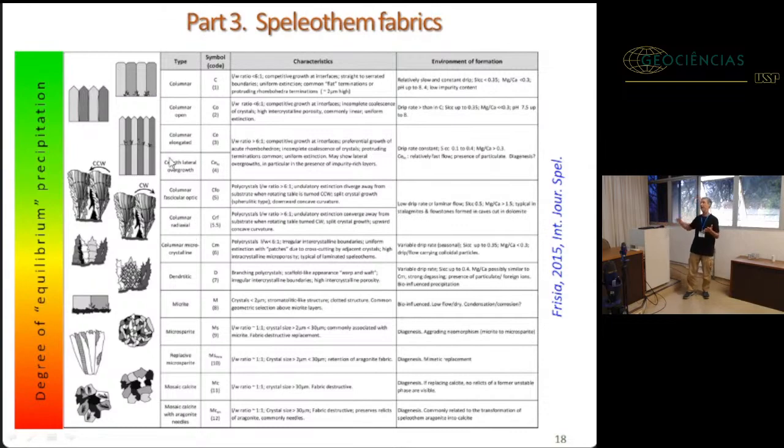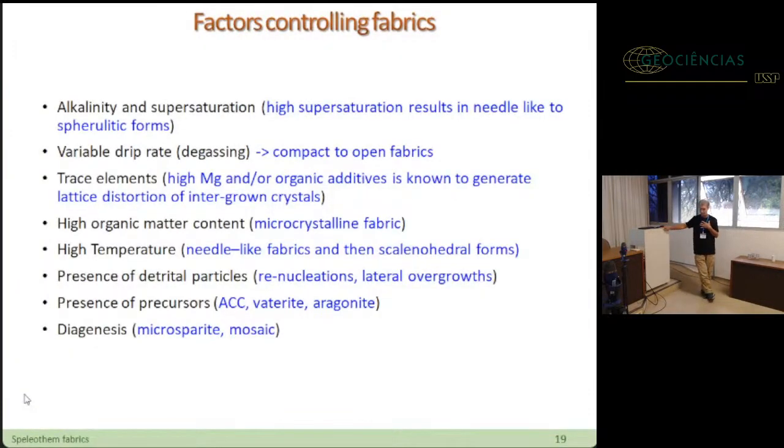And then, as I said, as we change the condition, we raise the magnesium ratio, we can have the fascicular optic or the radiaxial calcite, and then we increase the supersaturation and we increase the ventilation, we have the dendritic calcite, and then with a high organic content we have the micrite bands. And finally, at the lower end of the scale, we have the diagenetic features, which are microspar and mosaic calcite. These are diagenetic features that are diagnostic of a recrystallization in our speleothems.